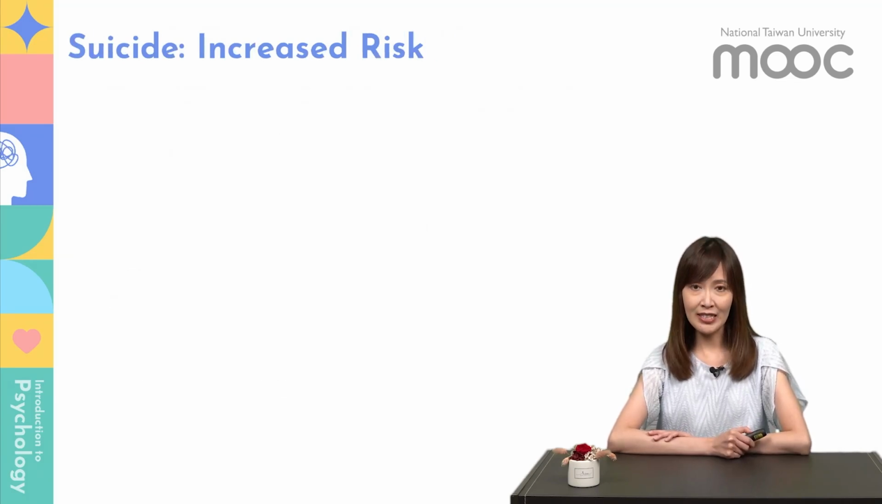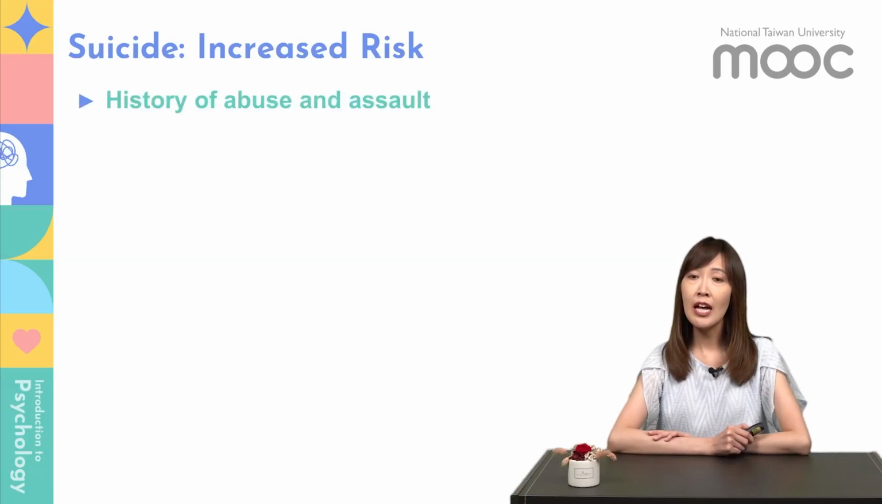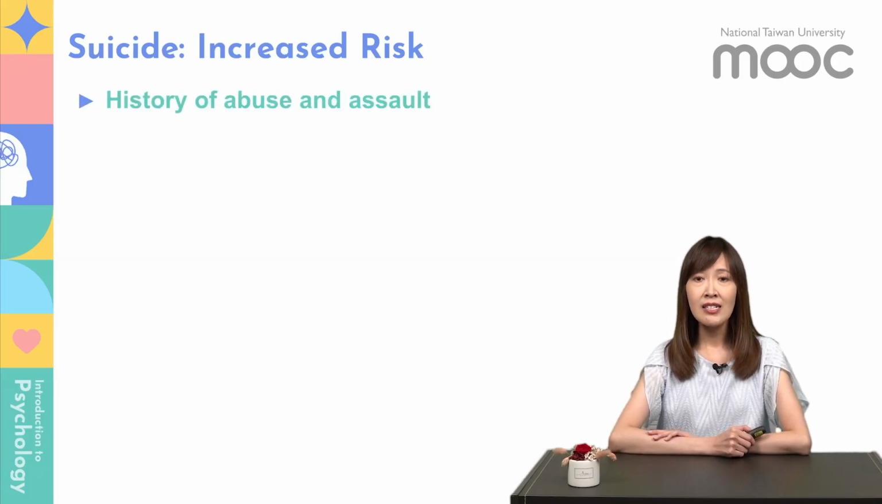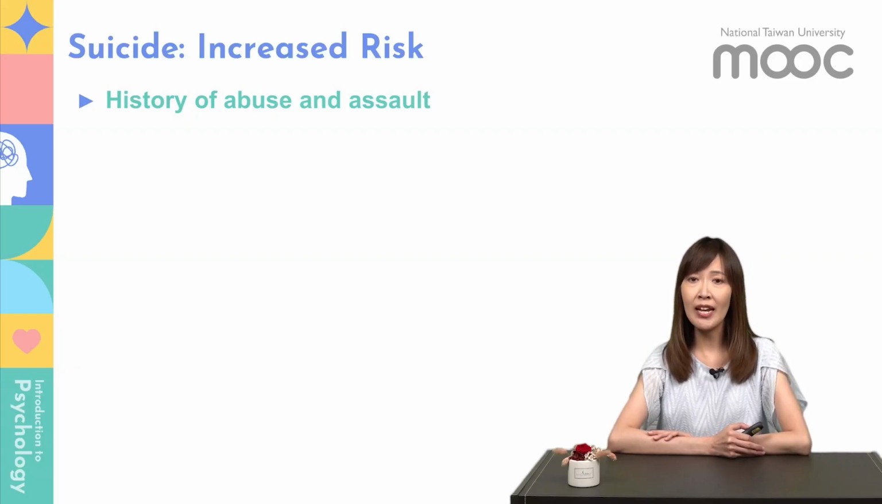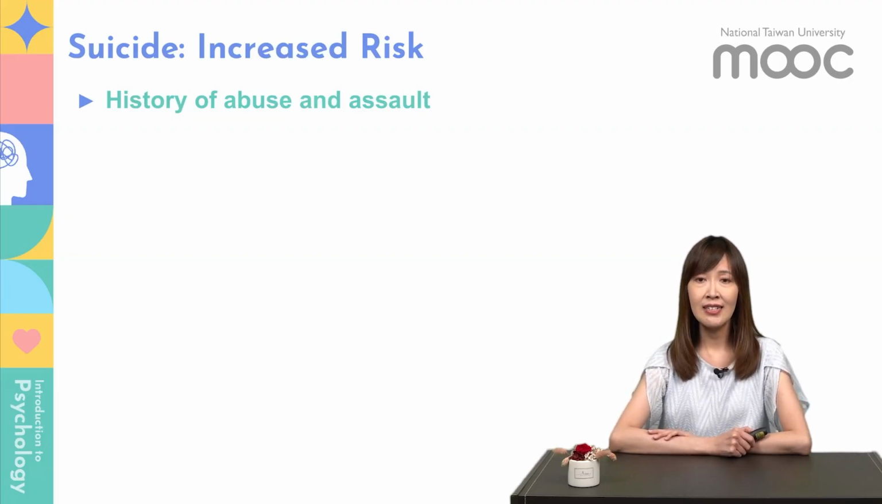There are some factors that may increase the risk of suicide. For example, abuse and assault. Studies found that if people experience abuse and assault in their childhood, then they're more likely to have suicidal behaviors. And the more types of abuse, the higher the risk.